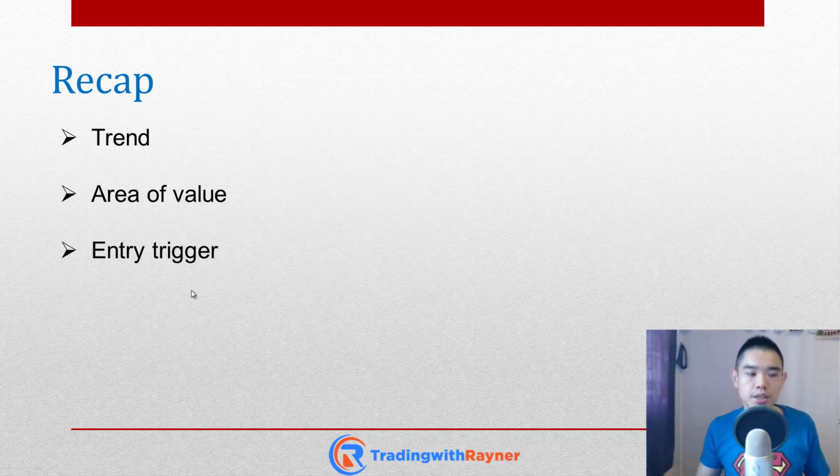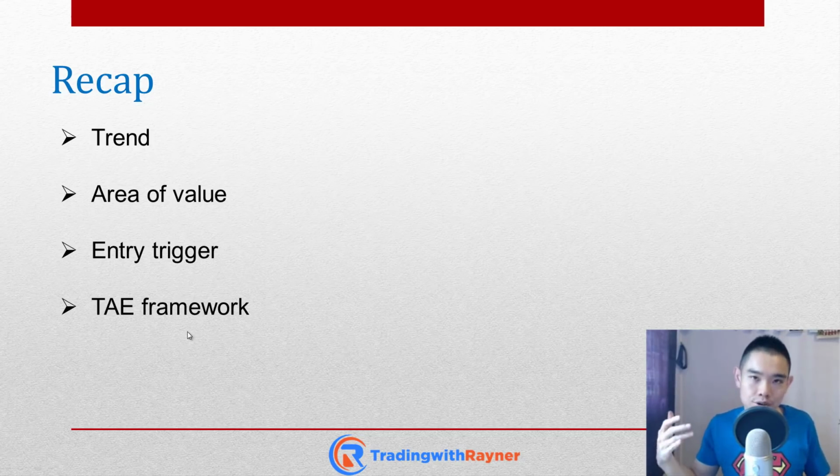The third thing is entry trigger. Using candlestick patterns to help you time your entry, to show you that the buyers are now in control or the sellers are now in control. So candlestick patterns give you clues to let you know who is in control. And finally, we combine all these three different principles, if you want to call them that, these three different aspects of technical analysis, and develop them into a T.A.E framework that you can use to find trading opportunities in the stock markets.